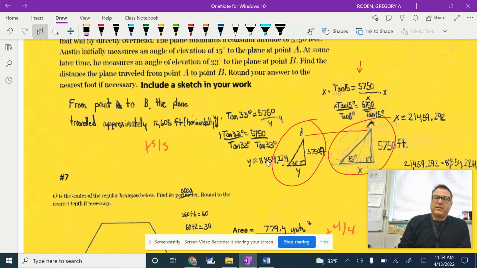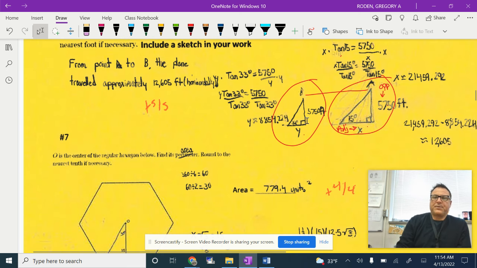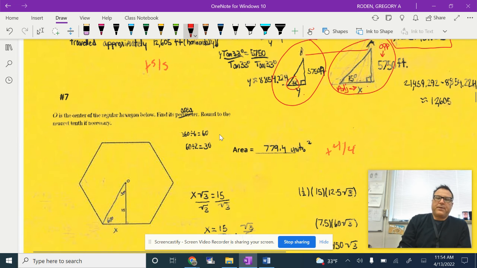So we can say tangent of 15 degrees, because remember, it's opposite over adjacent. And so now we have the tangent of 15 equals 5750 over x. Multiply both sides by x so the x's cancel out. Now we divide both sides by tangent of 15. And so we now know that x is equal to 5750 divided by the tangent of 15. This person came up with this number right here of 21,459 feet.